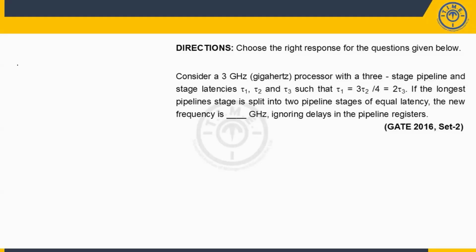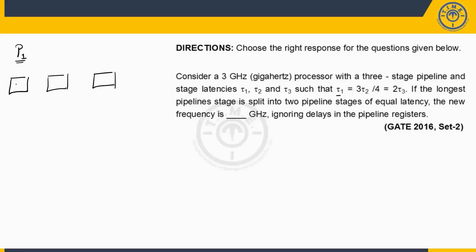Three-stage pipeline. Now there's a pipeline. I would say P1 has 3 stages. The number of stages is equal to 3. And the stage latencies are not directly given. Rather, through a relationship, these stage latencies have been defined. T1 latency is 3/4 of T2 and twice that of T3.